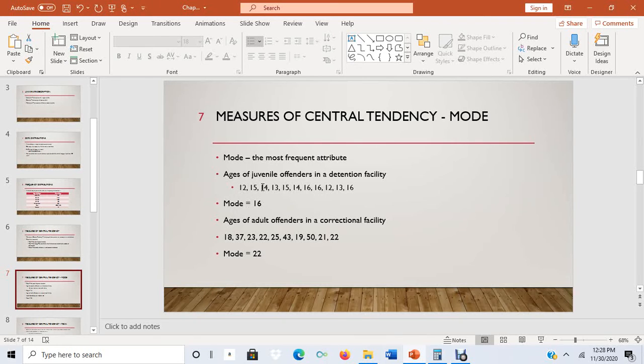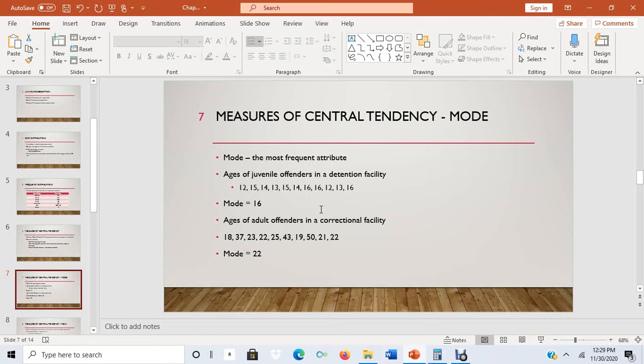So we have 12, 15, 14, 13, 15, 14. Here's someone that's 16. Here's someone that's 16. Here's 12, 13. Here's another person that's 16. So we have 3 individuals that are 16 in this data set. 16 is the age that we see the most, and so the mode is 16.